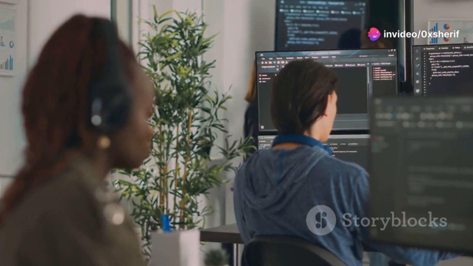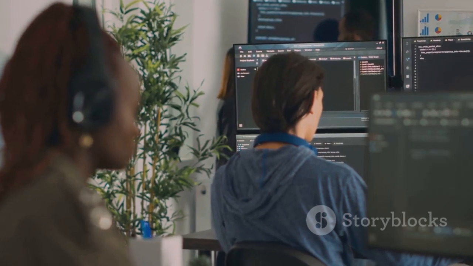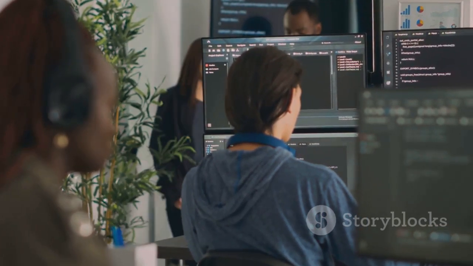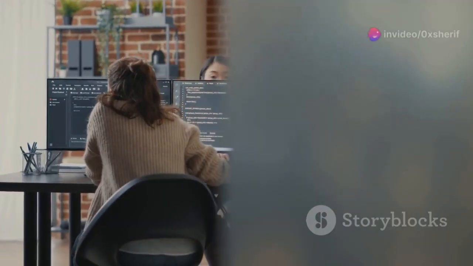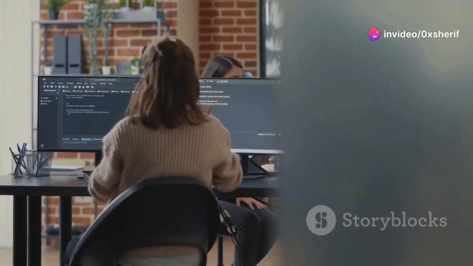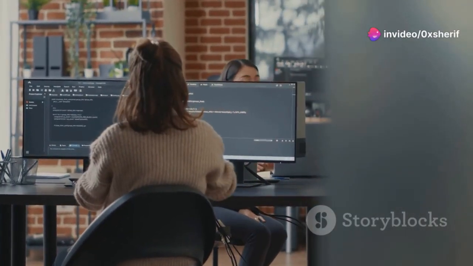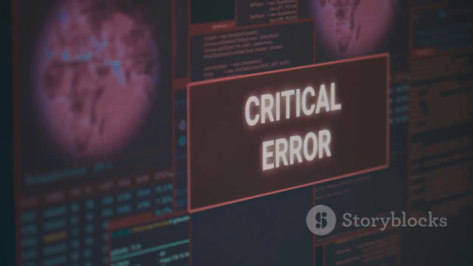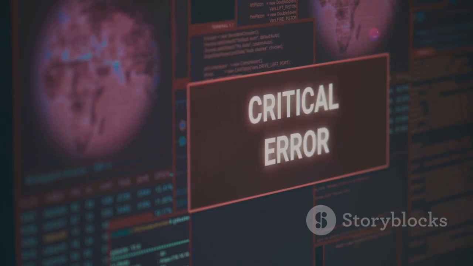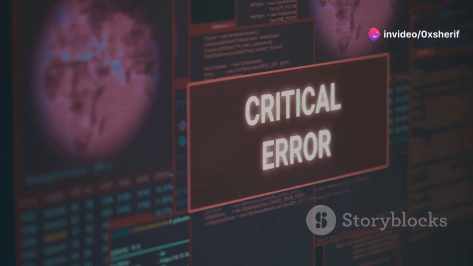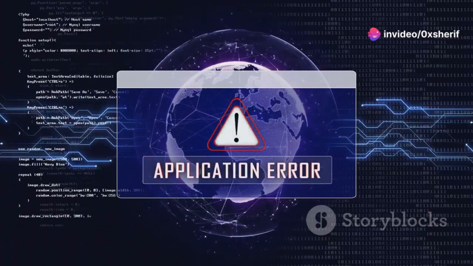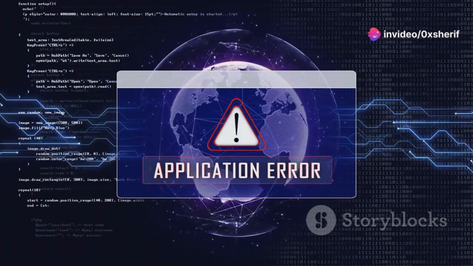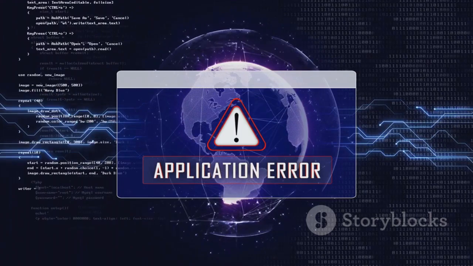In-band SQLi. This type involves directly retrieving data from the database through the vulnerable application. It's one of the most straightforward forms of SQL injection, making it easier for attackers to exploit. Error-based SQLi. Attackers intentionally trigger database errors to reveal sensitive information such as database schema or table names. This method relies on the application's error messages to extract data.